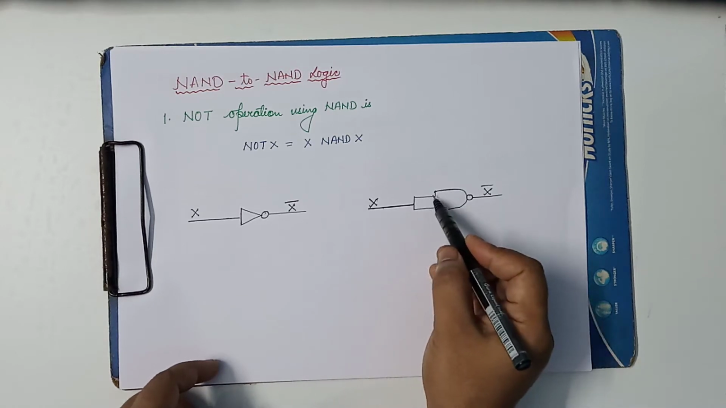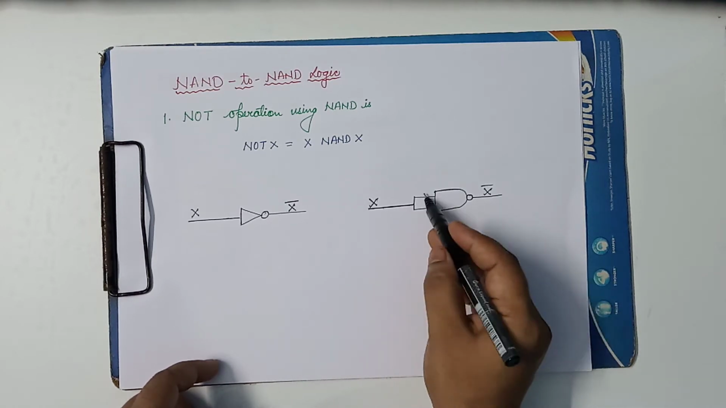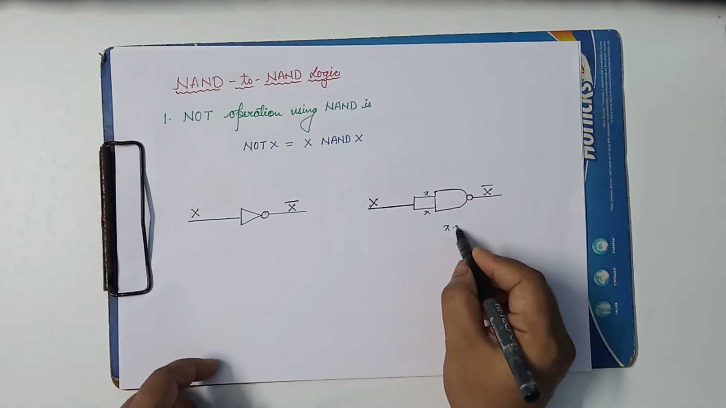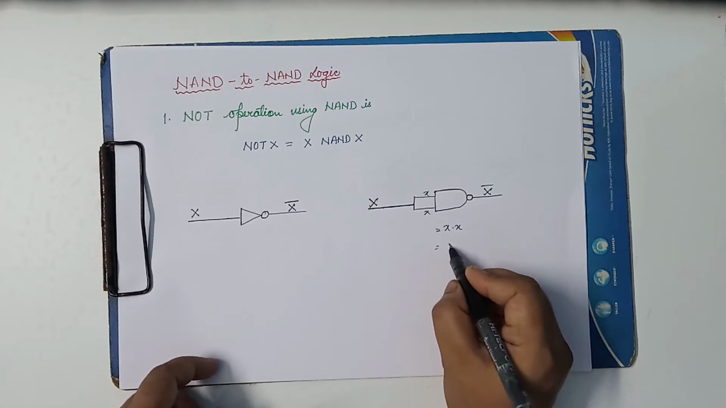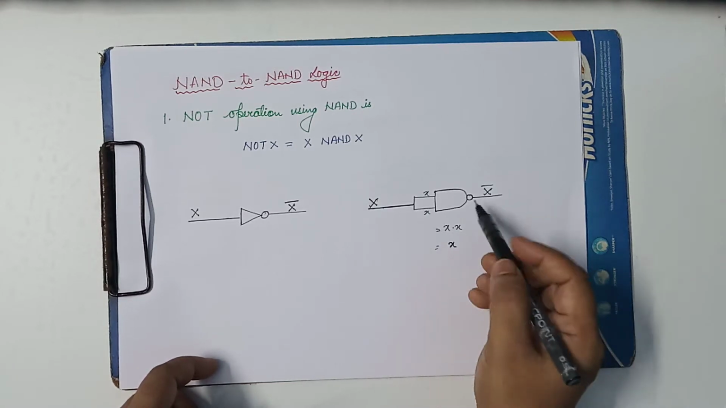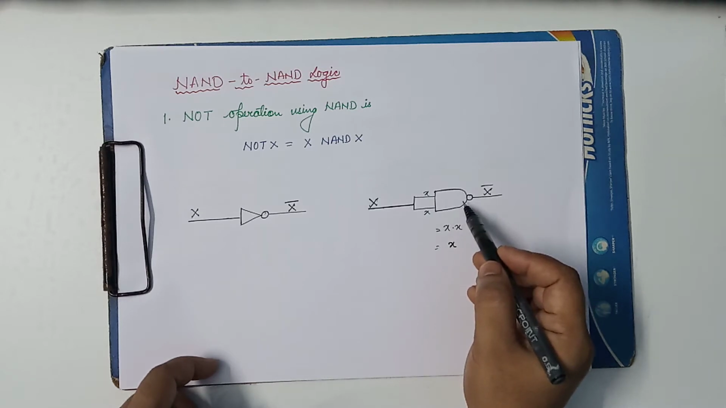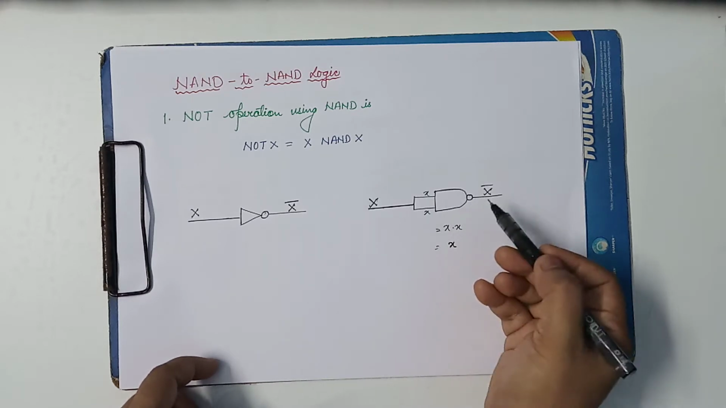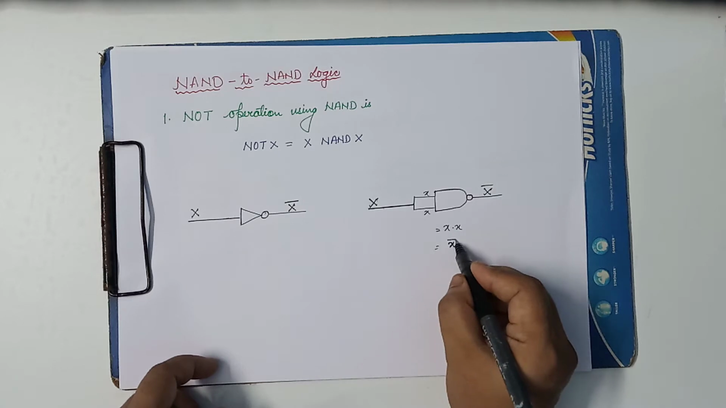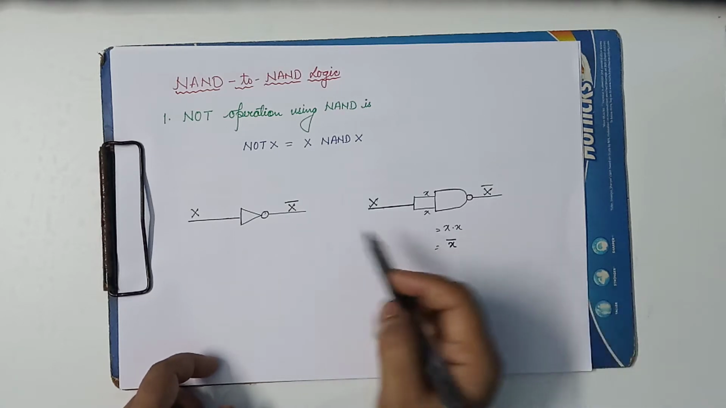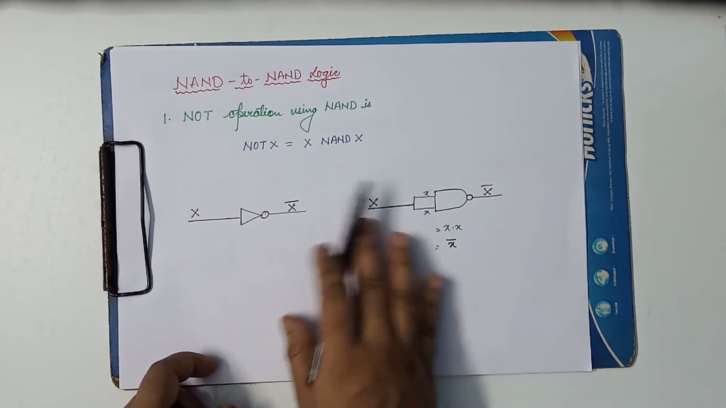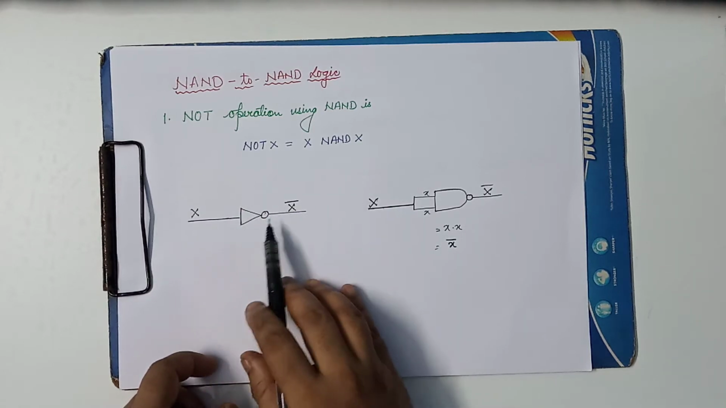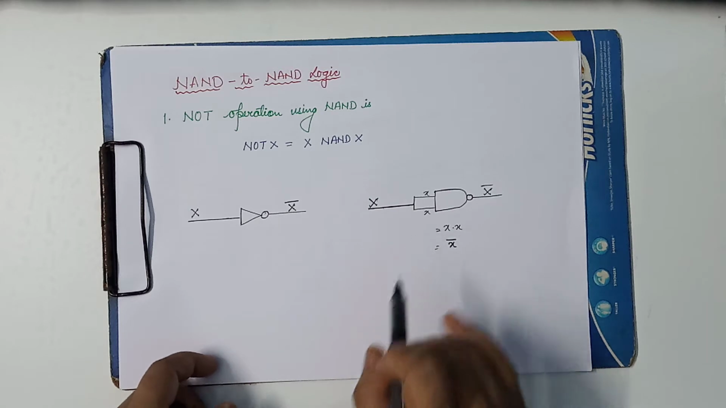Now here we have x, so we get x and x, and the output will be x into x. We know if a variable is multiplied with itself, we get x only. After that, along with the AND gate, a NOT sign is added, which is the NAND gate itself. So this is the bar. You can see the output of the NAND gate is equivalent to the NOT gate. This is how the NOT operation can be implemented using the NAND operation.